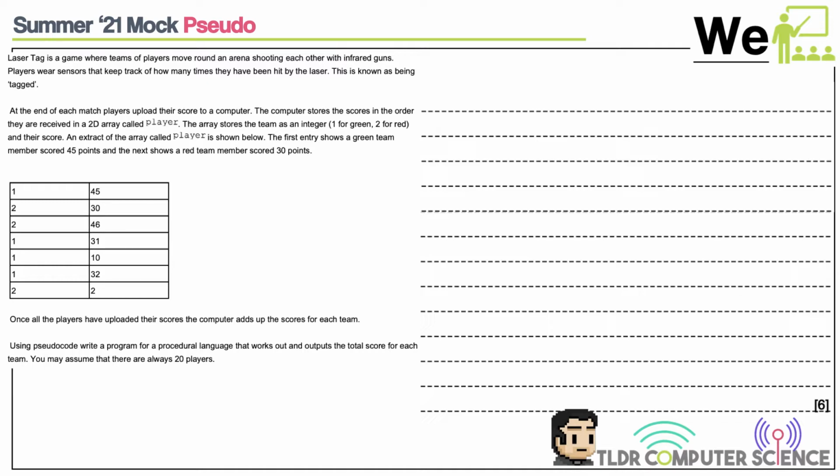If we want to collect and figure out the total score for each team, what's one of the variables we're going to need to initialize right at the start? First thing we'll put in place is total red and total green, initialized to 0.